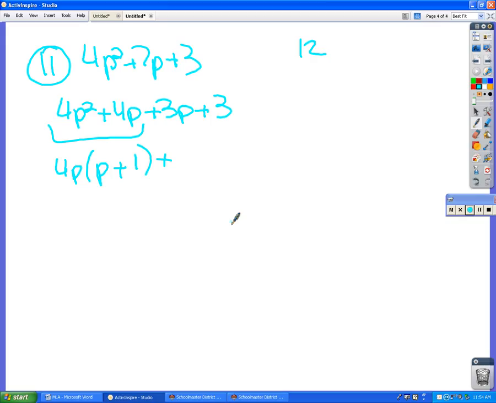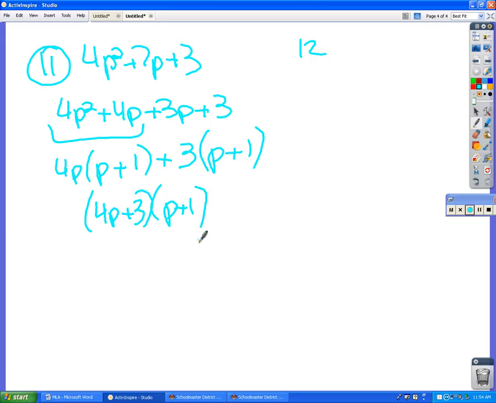What can I factor out of 3p and 3? 3. 3 times what is 3p? p. 3 times what is 3? 1. Okay? So, as promised, the thing inside the parentheses matches. So my answer is going to be the number in front of the first parentheses and the number in front of the second, times the number in parentheses. You got it?